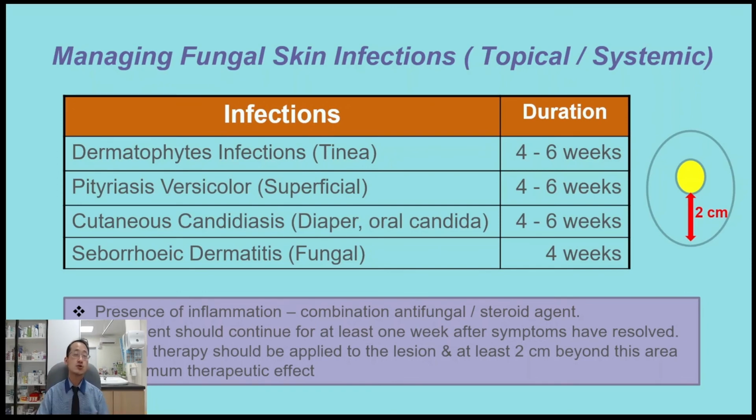One point I want to point out is that when you apply the topical cream, please apply beyond 2 centimeters of the normal from the edges, the active edges. This is because the hyphae usually grows outside the normal area. So if you really want to kill off the fungus once and for all, you need to apply at least 2 centimeters beyond the active border.